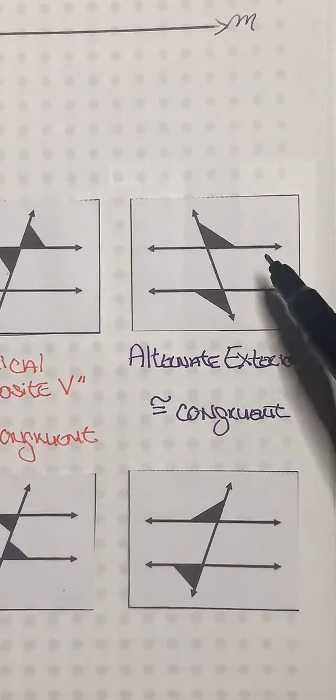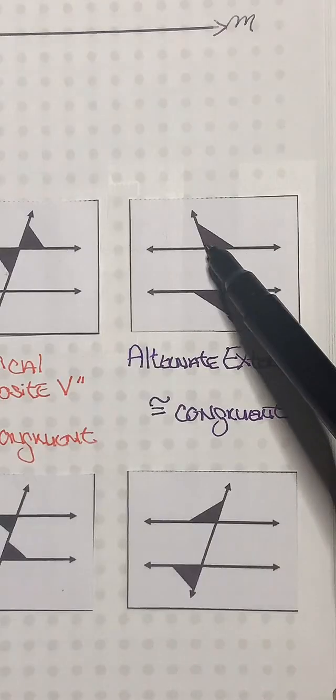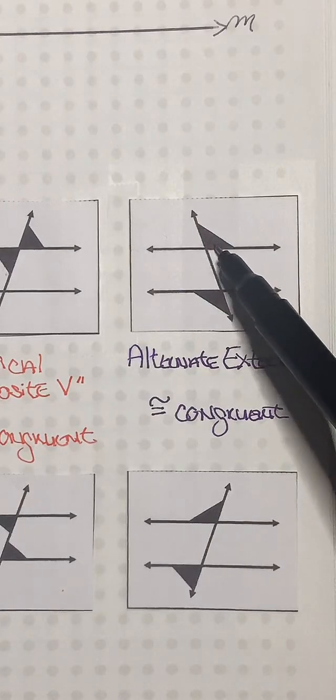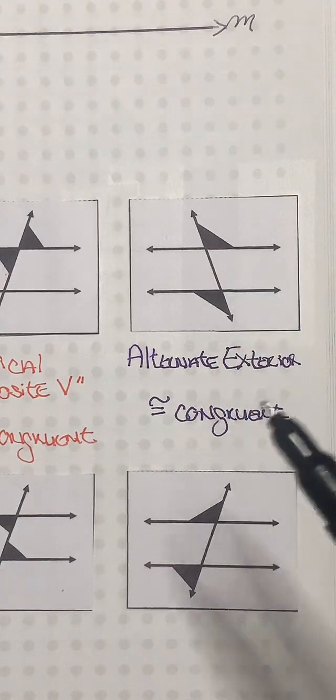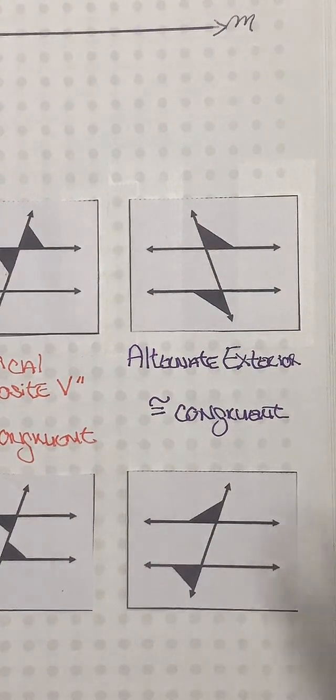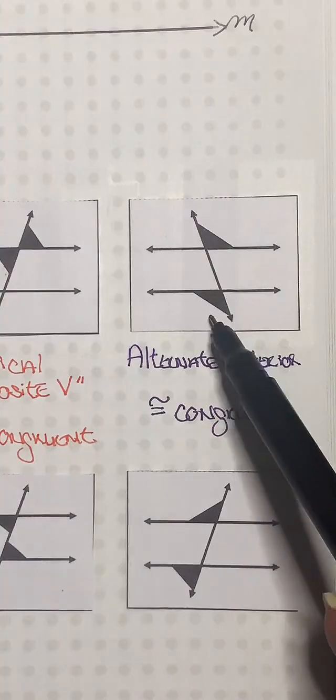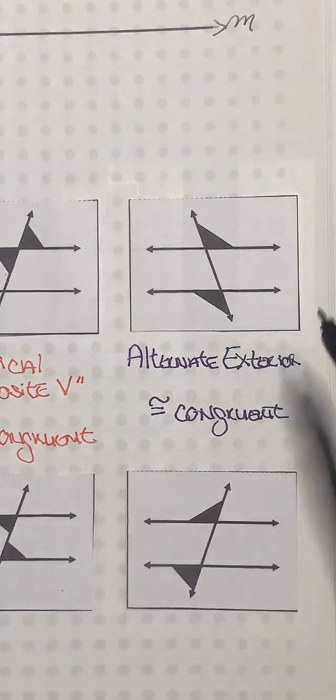So we don't know what the measurement is. They're not giving me that little box, so I can't say they're complementary. Because only for them to be complementary, the sum of those two angles have to equal 90 degrees. They're not giving me that indication. Okay.